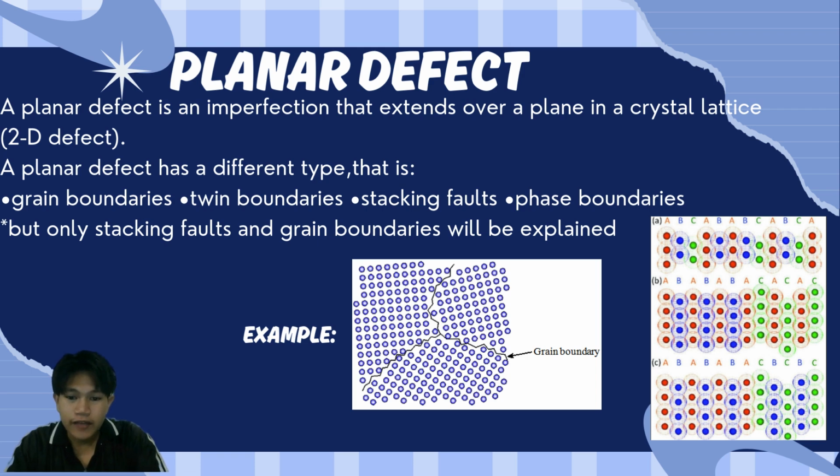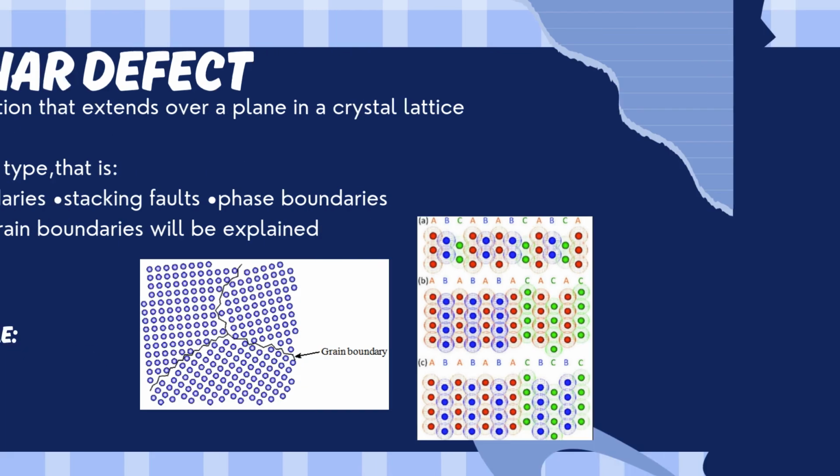So the planar defect is an imperfection that extends across a plane in a crystal lattice. That is a 2D defect. There are 4 types of planar defect: grain boundaries, twin boundaries, stacking faults, and phase boundaries. In this presentation, we only explain the stacking faults and the grain boundaries. As you can see from the example in the slide, that is an example of grain boundaries and stacking faults.